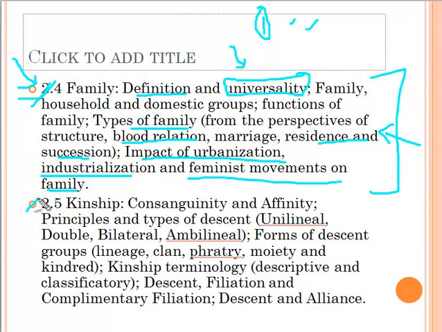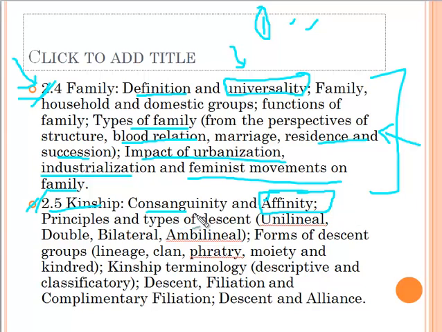Then chapter 2.5, kinship. Kinship means basically the relationship between closely affiliated family members. There are different concepts like consanguinity and affinity. Consanguinity means blood relationship, and affinity means marital relationship. After marriage, people from different families come together and form a family due to the affinal bond. So affinal bond means marriage bond.